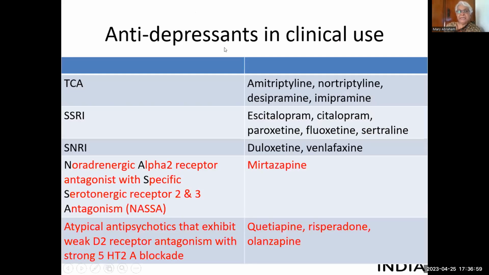Now, the antidepressants in clinical use are tricyclic antidepressants like amitriptyline, nortriptyline; SSRI, which is a selective serotonin reuptake inhibitor, like escitalopram, citalopram, paroxetine, fluoxetine, sertraline; or the SNRI, that is a selective serotonin norepinephrine reuptake inhibitor. It inhibits both serotonin and norepinephrine, and the drugs commonly used are duloxetine and venlafaxine. Then you have a new category called NaSSA, that is noradrenergic alpha-2 receptor antagonist with specific serotonergic receptor action. They are mirtazapine, so that's also being used.